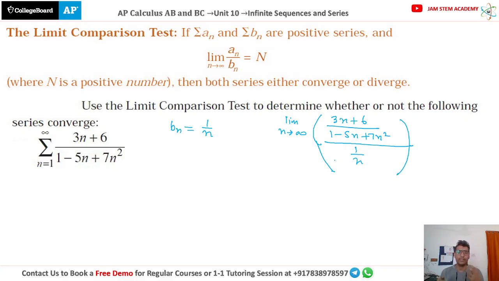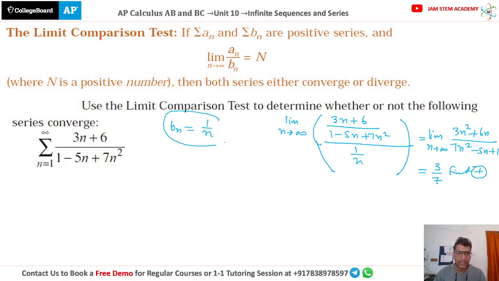You know how to calculate it, right? Take the highest powers common, or let me just first write it like this. It is the limit as n tends to infinity of 3n squared plus 6n, whole divided by 7n squared minus 5n plus 1. The highest power of n in both numerator and denominator is 2, right? So this is 3 by 7. We don't need its value, by the way, but 3 by 7 is a finite positive number. So if you are getting a finite positive number, both converge or diverge, right?